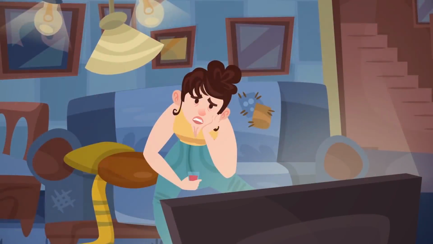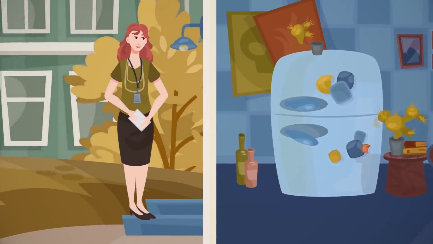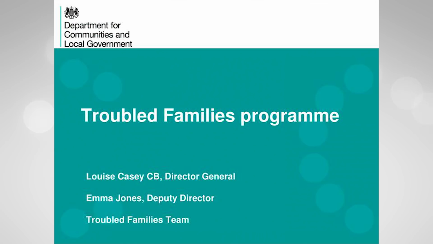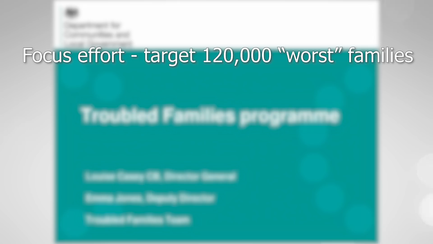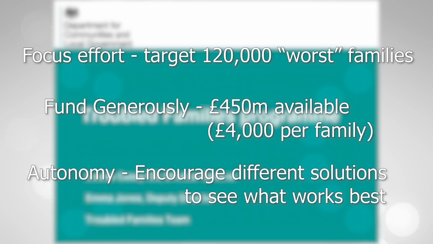The Troubled Families Programme was the government's flagship scheme to improve the lives of impoverished people. Launched in 2012, the scheme closed in 2015. Now, I have to say, at first glance, I quite liked the Troubled Families Programme. It encompassed a lot of what I would do if I had to run a similar scheme. Limit the amount of people you're trying to target, fund the scheme generously, and give autonomy to the people implementing it so they can use their initiative.